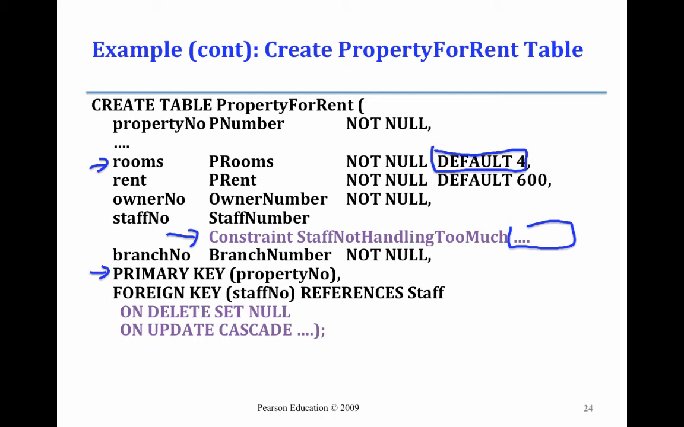Then here we have foreign key, staff number, references staff, and the options. So on delete, we're going to set the staff to null, on update will cascade, and then again I just left out the rest of whatever information I wanted to put in there for property for rent. But that gives you the basic idea for how you go about creating a new table and specifying the information about it and the different kinds of constraints. So questions about that?